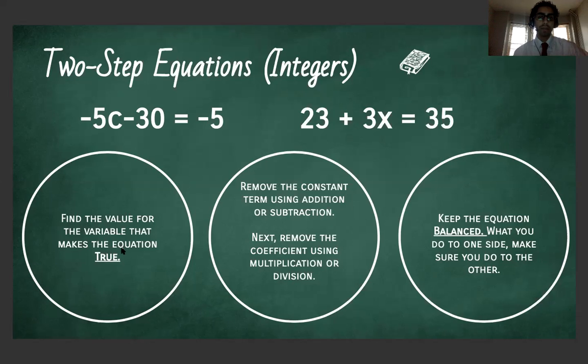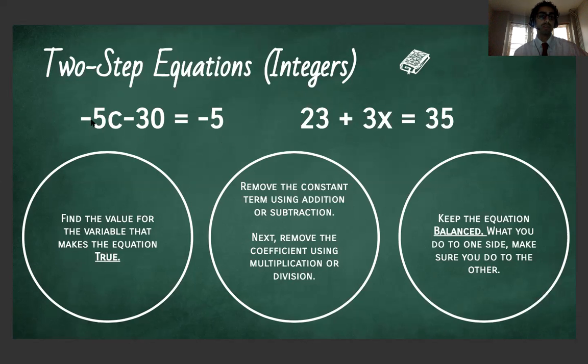In order to do that, we are going to remove the constant term by using addition or subtraction. Then we're going to remove the coefficient using multiplication or division, okay? In theory, remember, we want to isolate the variable to one side, what we talked about last week. So let's say I want to have a C on this side. The first thing I would do would be to remove the constant, which in this case would be -30, by using addition or subtraction. In this case, I'd use inverse operations and use addition to move it onto this side.